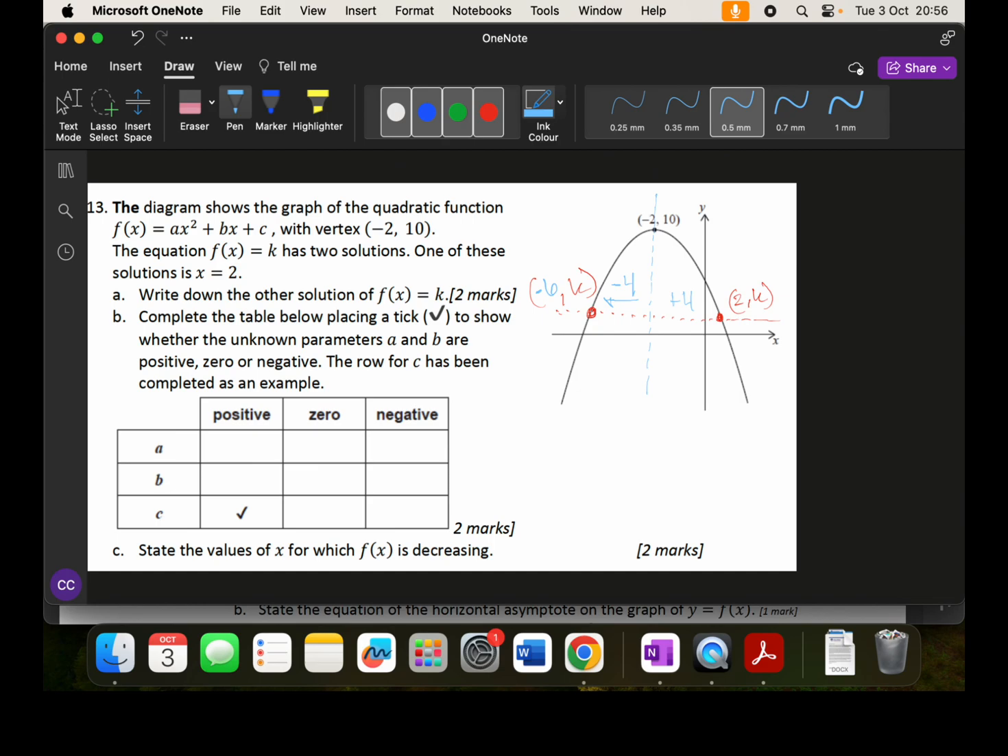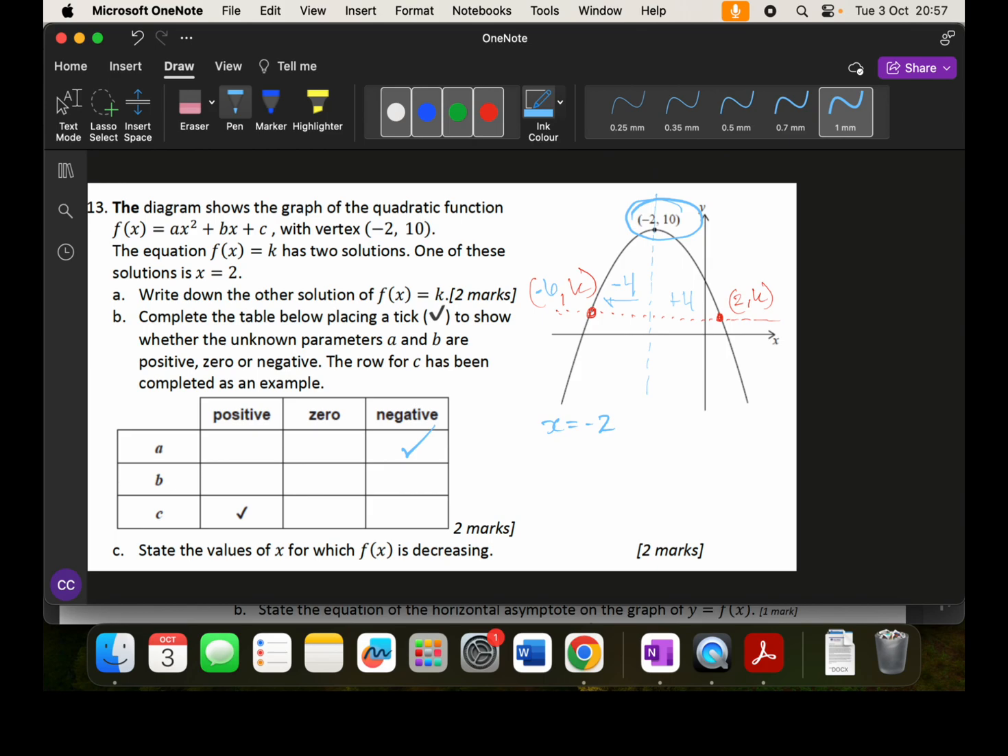Now, when you complete this table, placing a tick to show whether or not it is positive or negative, well, my a value, it's a sad parabola. It faces down. So my a value has got to be negative. Now, the next bit here, to figure out b, we have to think about the fact my axis of symmetry is where x equals -2.